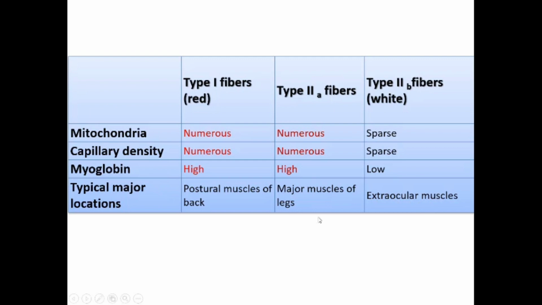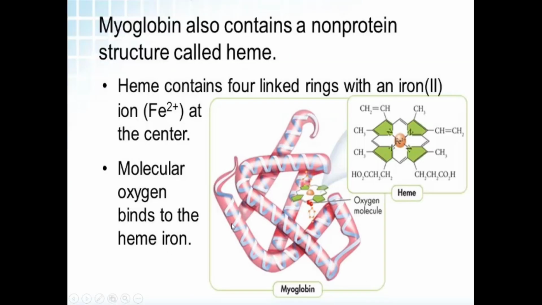In our body, we don't have a pure muscle from fiber type 1, type 2B, or type 2A. Usually all of our muscles are a mix of them. But for example, extraocular muscles have a lot of type 2B fibers compared to the other fibers.